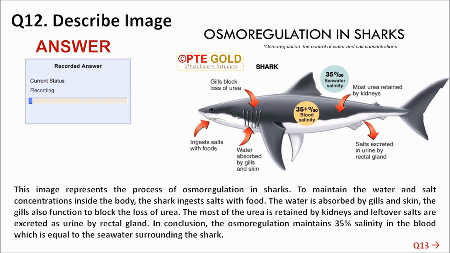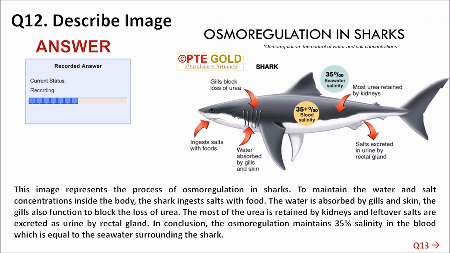This image represents the process of osmoregulation in sharks. To maintain the water and salt concentrations inside the body, the shark ingests salts with food. The water is absorbed by gills and skin. The gills also function to block the loss of urea.